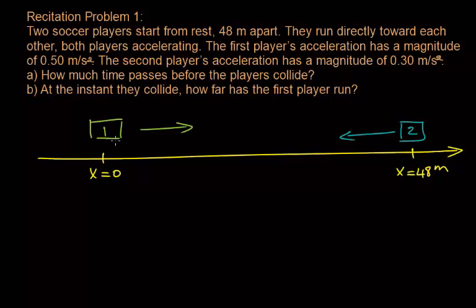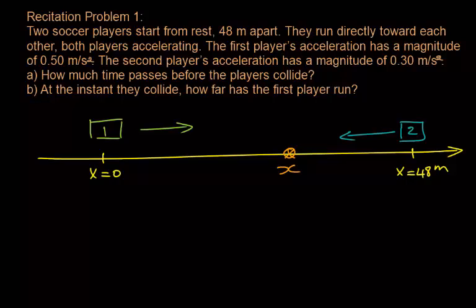Since player 1 is accelerating at a larger magnitude, they're going to meet closer to player 2 than player 1, somewhere around here, okay? This is where they're going to meet. I'm going to call that point x. Now we're ready to write down the equation of motion for player 1 and also for player 2.